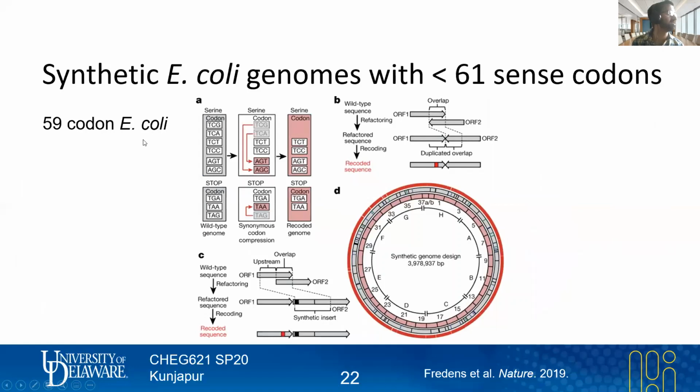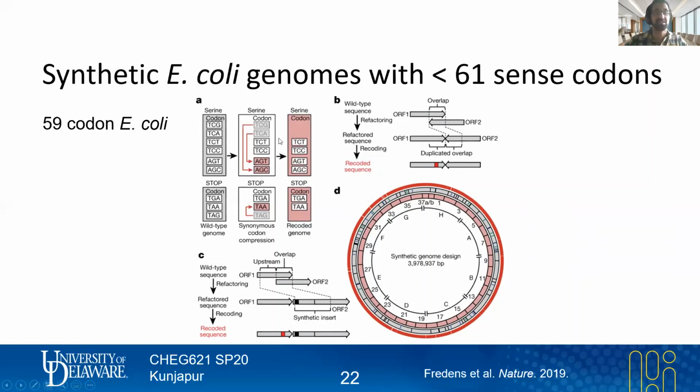Here's the 59 codon E. coli. This was from Jason Chin's lab in Cambridge. I should have probably mentioned that the yeast genome project is an international effort spearheaded by Jeff Boeke, who was in New York, but is now at Johns Hopkins. Or I might have it the other way. I think it's that way. But there are also many labs in China and Singapore and other parts of the world involved in that project.